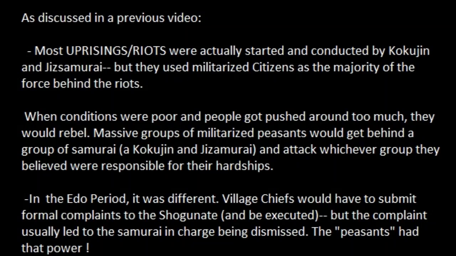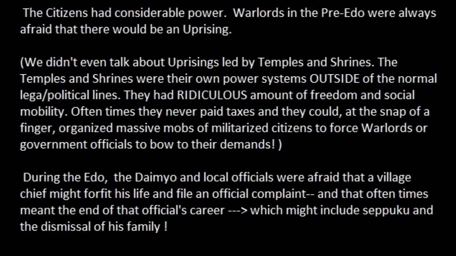Now, in the Edo period, it's very different. Village chiefs would have to submit a formal complaint to the shogunate, and then those village chiefs, upon submitting the complaint, were oftentimes tortured and executed, but the complaint usually led to the samurai in charge being dismissed. So even though it might cost the village chief his life, he could, in other words, get the local government official fired, dismissed, seppuku, et cetera, by submitting the formal complaint. But the trade-off is that he would have to be executed in order to file the complaint. So even though this means that the village chief who files a complaint has to die, it means that the citizens have considerable power. Just imagine for a second.